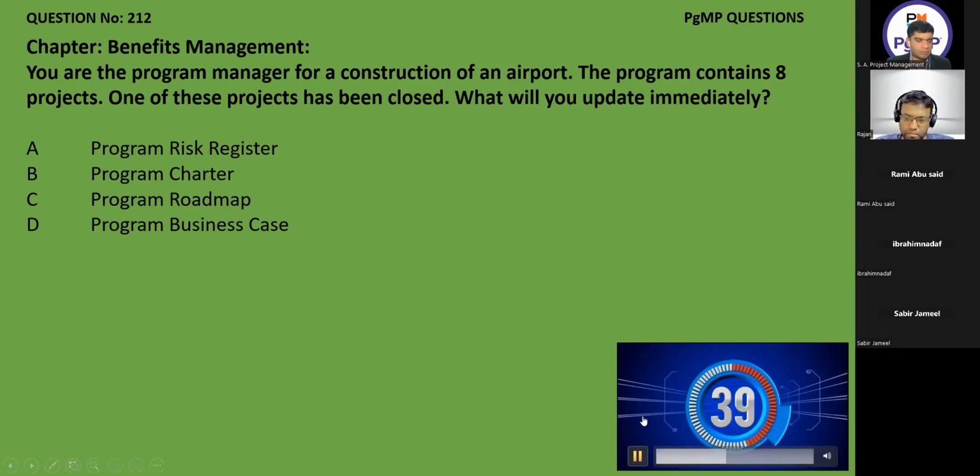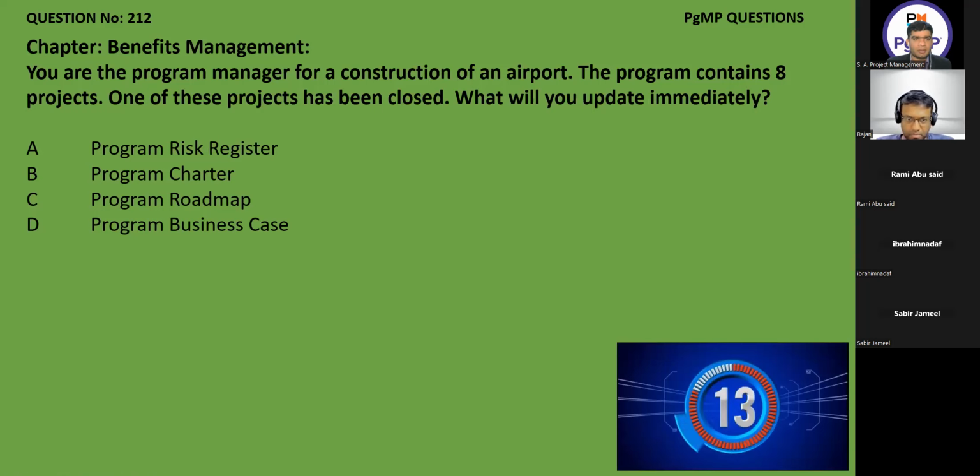Okay, Rajan, read the question. What will you update immediately? You are a program manager of the construction of an airport. The program contains 8 projects. One of these projects has been closed. What will you update immediately? You will not update the business case. You will not update the charter. You will not update the risk register.